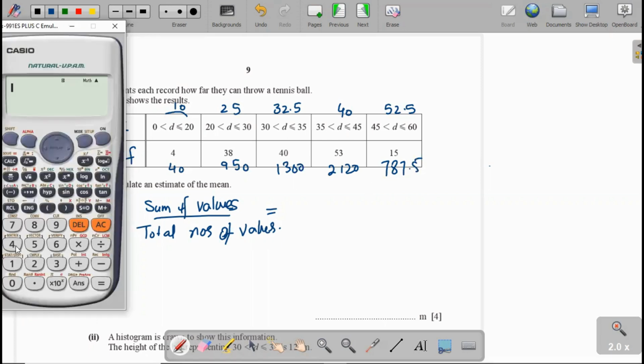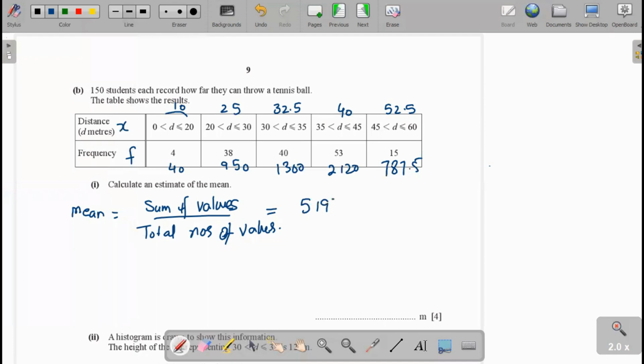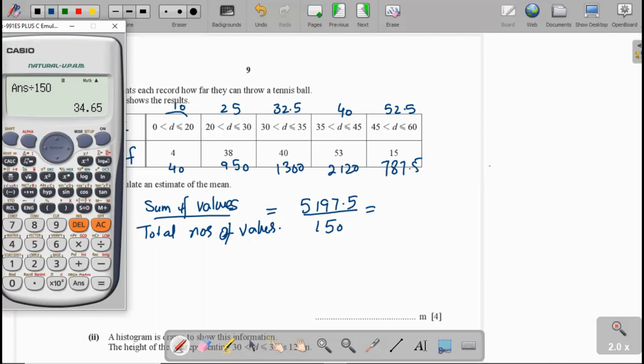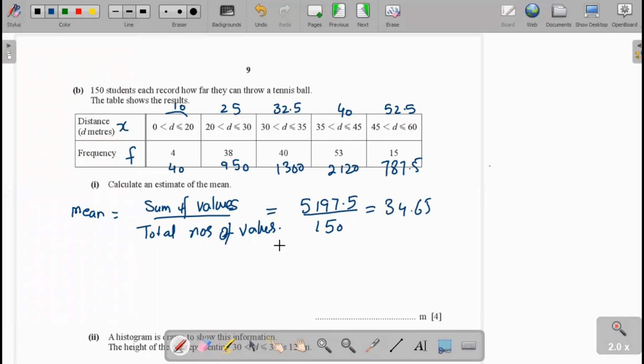40 plus 950 plus 1300 plus 2120 plus 787.5. The answer is 5197.5 divided by 150. Now we see that the answer is 34.65. This is the mean.